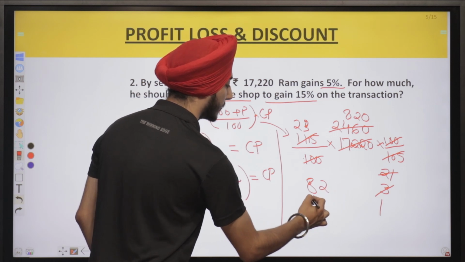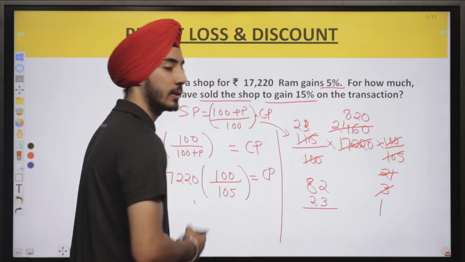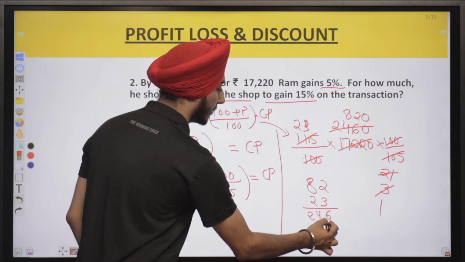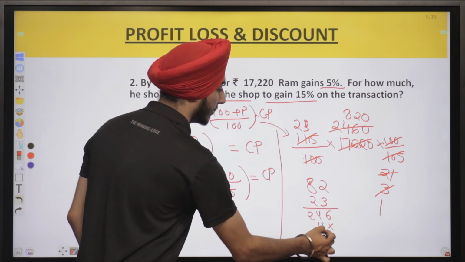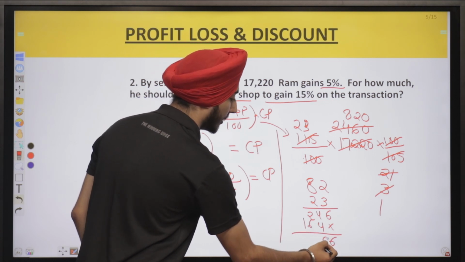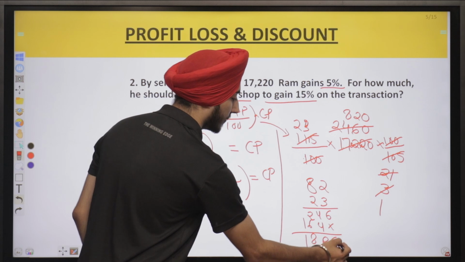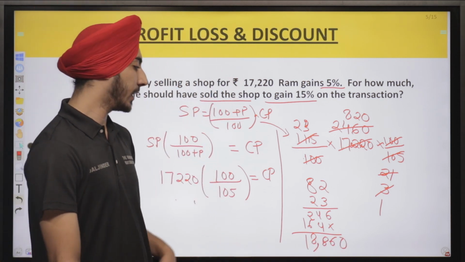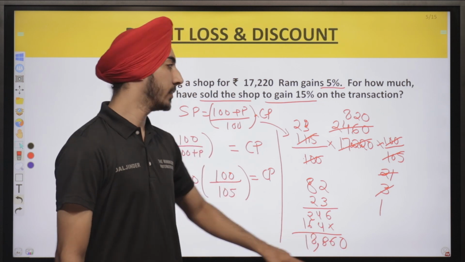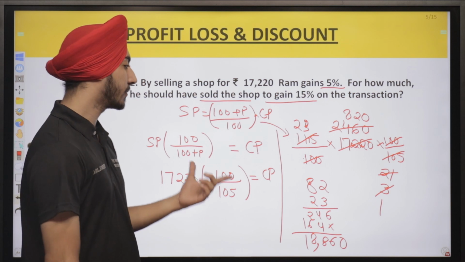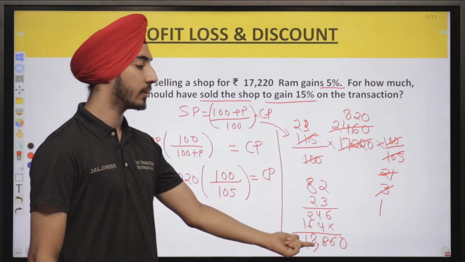820, 0 we can copy out later, into 23. 3 2s are 6, 3 8s are 24, 2 2s are 4 and 8 2s are 16. So you have 6, 8, 8, 1 and 1, 0 copy. So he should have sold the shop for rupees 18,860 to gain a profit of 15%. Right? Very simple question, just apply the formula and then you get your answer.